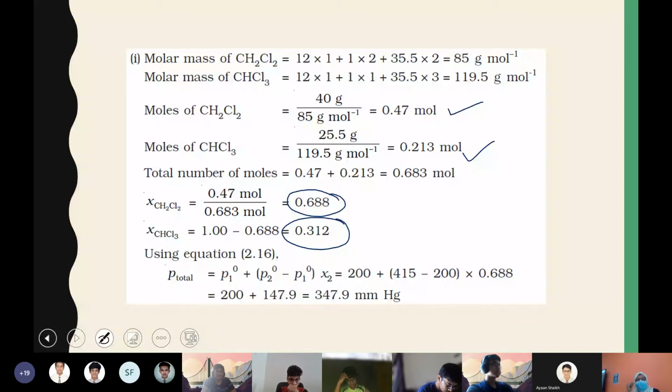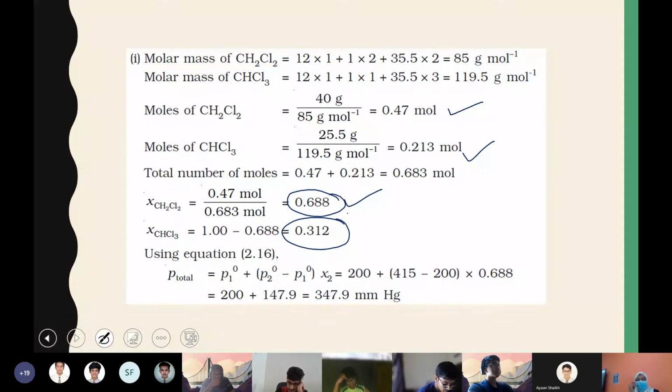So to calculate the mole fraction separately, you can use the equation, or after calculating the one value, you can subtract it from 1. So either way you will get the mole fraction. After calculating the mole fraction, use the modified equation for calculating total vapor pressure. P total is equal to P10 plus (P20 minus P10) into chi2.